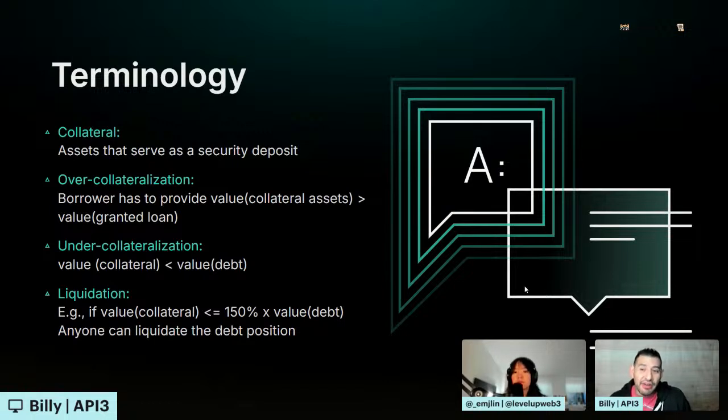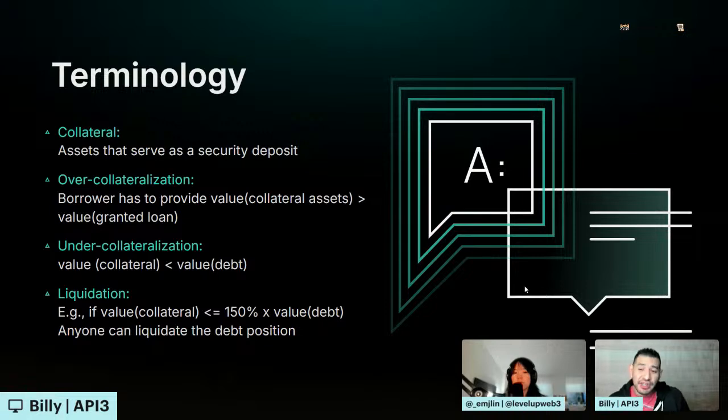So when I say collateral, it's assets that serve as your security deposit, right? So if I have ETH and I want to borrow, let's say USDC, my ETH, when I deposit that, is my collateral, right? So my ETH is my collateral. I think I have $2,000 or $1,000 of ETH. I want to borrow $700. I have to put that ETH up for collateral for me to borrow, right?